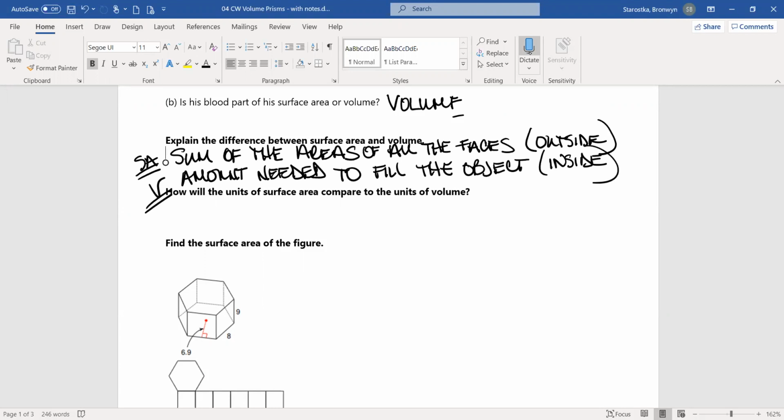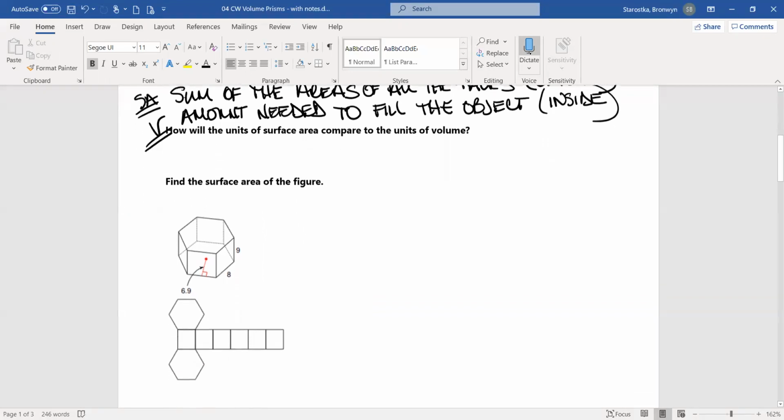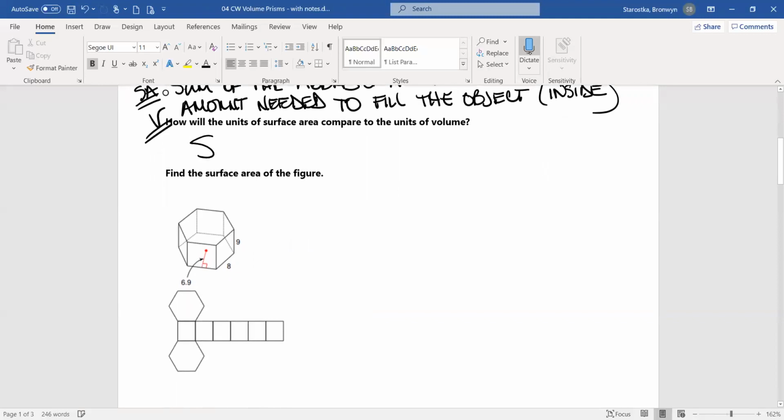So how are we going to write the units of surface area compared to the units of volume? Surface area, units squared. Volume, units cubed: cubic inches, cubic feet, cubic yards.